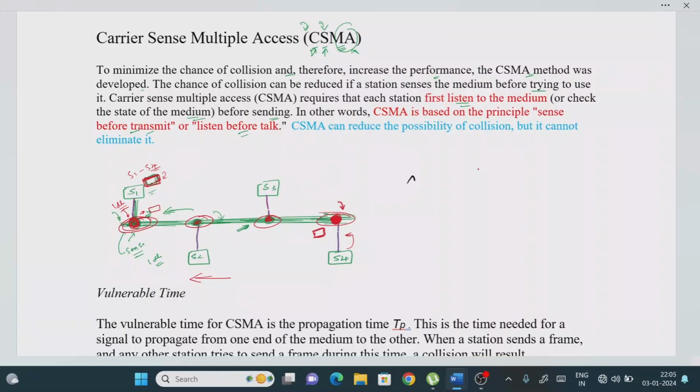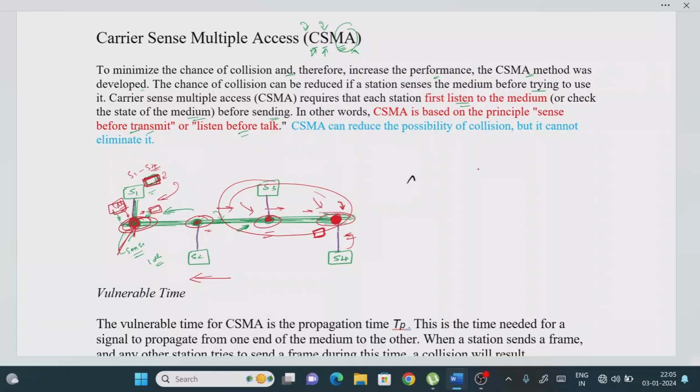One point to remember is that at this point in time it can only sense here. It cannot sense what is here or what is here. That is very, very important. So it will sense, find the channel idle, and send the frame. But it doesn't know about S3, S4, or S2. It does not know what is happening elsewhere. It will sense only this part.